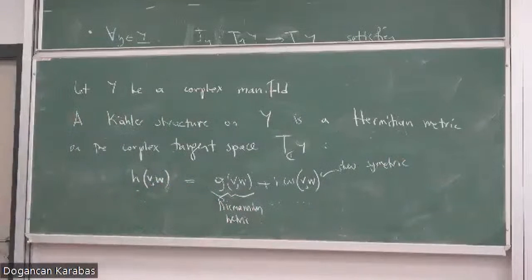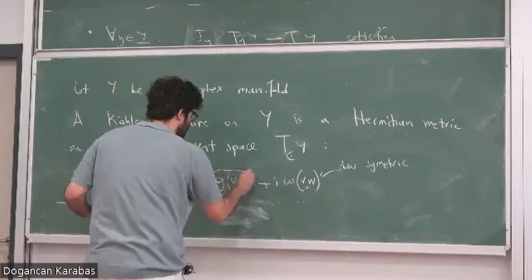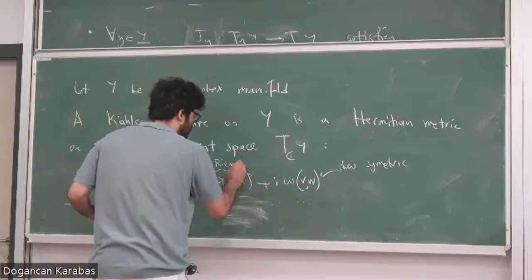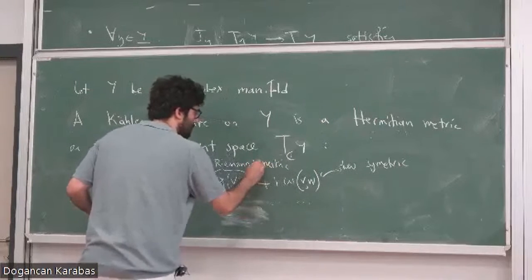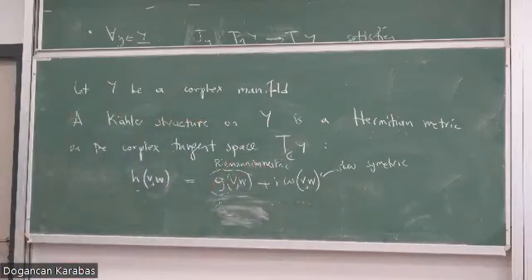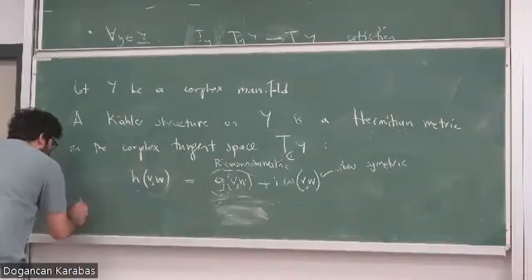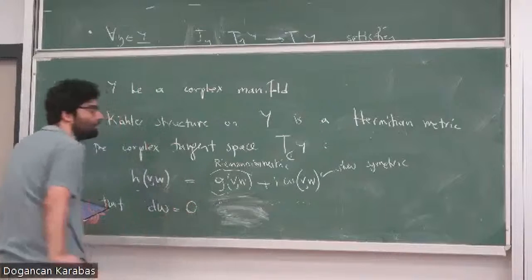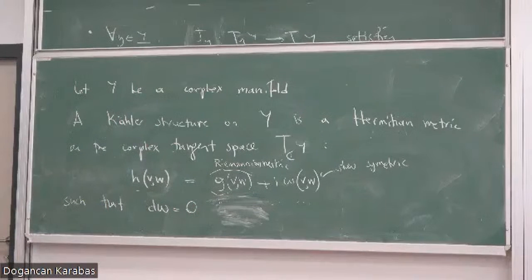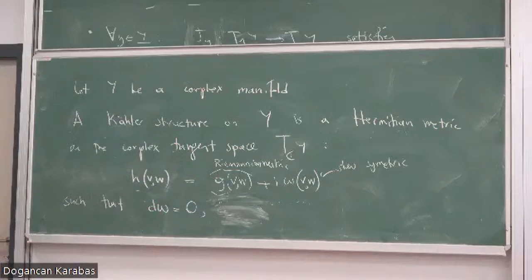Okay, maybe I used the board a little bit badly. So now, in order for me to be able to call this Hermitian metric a Kähler structure, I need a property, which is that d of omega is 0. Now this d here is the de Rham differential, the exterior differential.